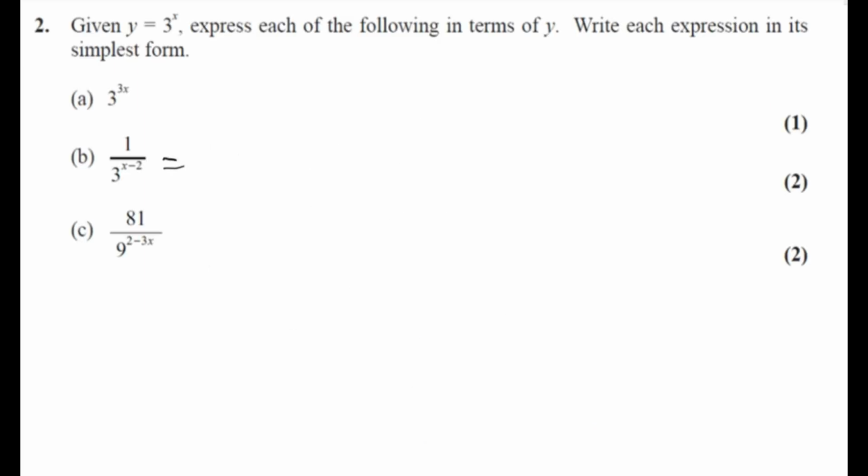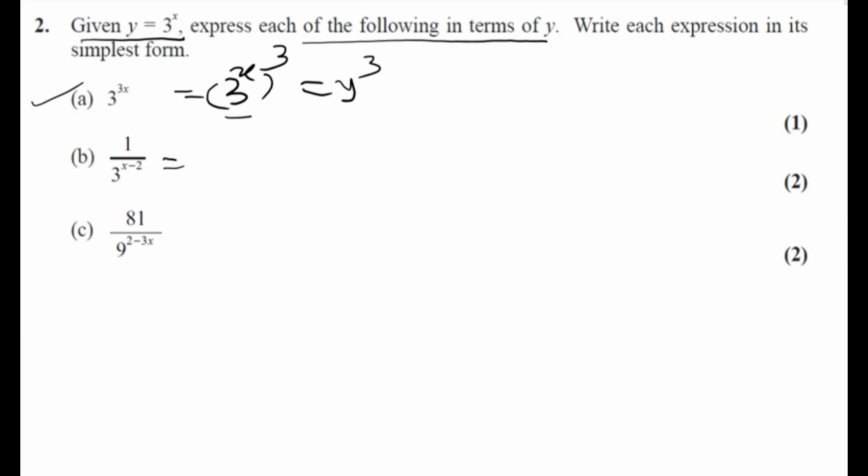This question, given y is equal to 3 to the power x. Express each of the following in terms of y. Write each expression in its simplest form. So basically we have to write in this form. So I can substitute the value of y. So 3 to the power x, to the power 3, because when I multiply x and 3, that will give me 3x. So same thing, I just rearrange it. Instead of 3 to the power x, I can substitute y cubed. So this is our answer.